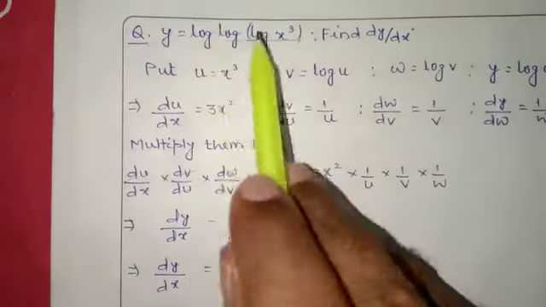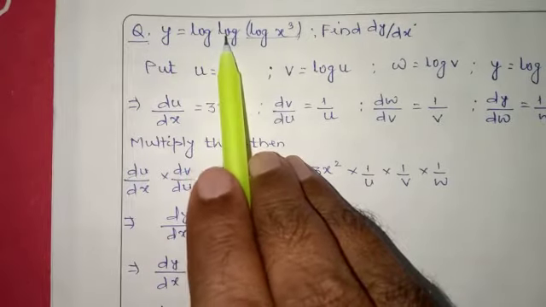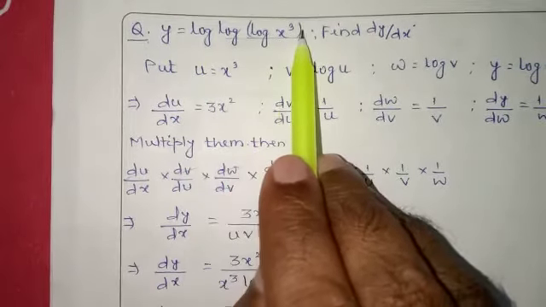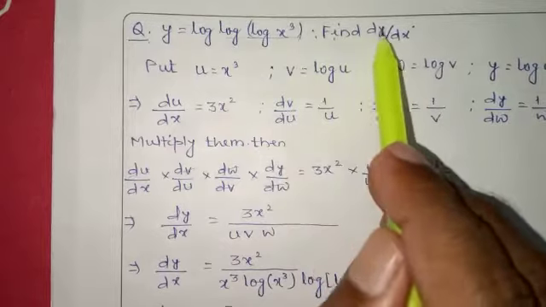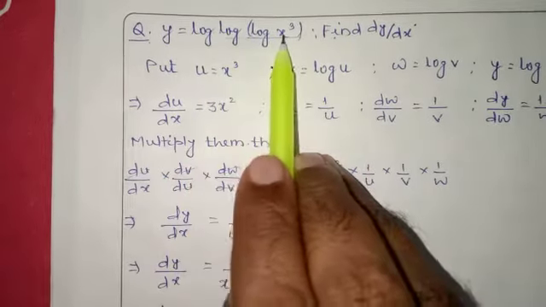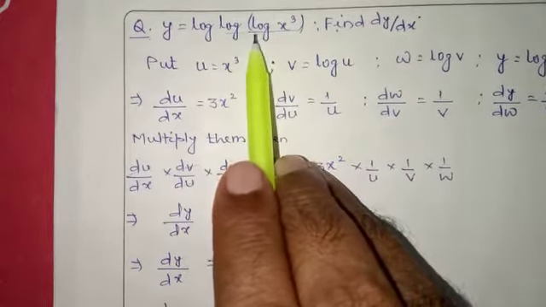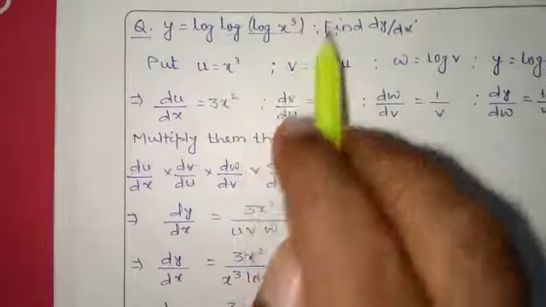So, next question. If y is equal to log x cube, then find dy by dx. See the question, log x cube. This is one of the big terms, and now apply substitution.